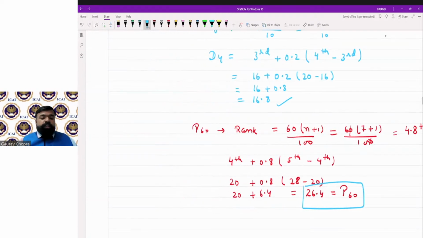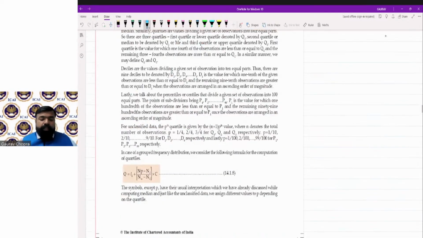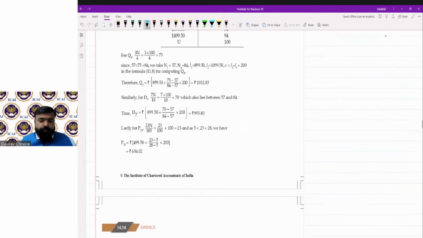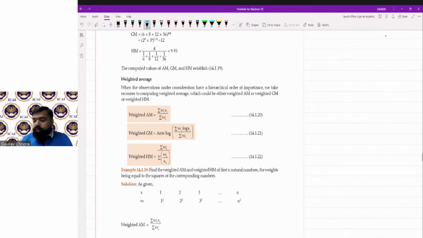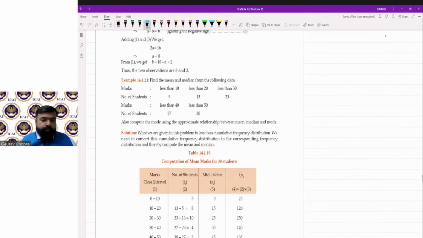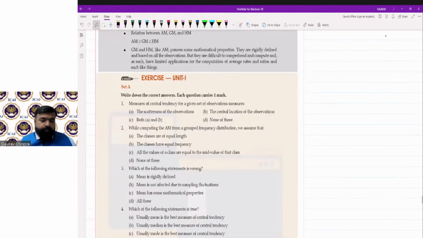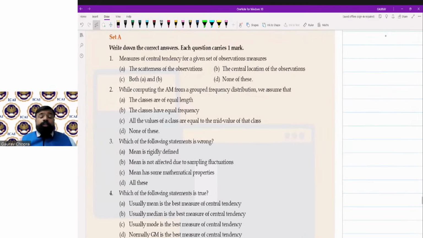So in this way, we can calculate any positional value, whether it is quartile, quantile, octile, anything, we can easily calculate. So now let's solve some questions from back. Let's have some rapid fire round for these MCQs.